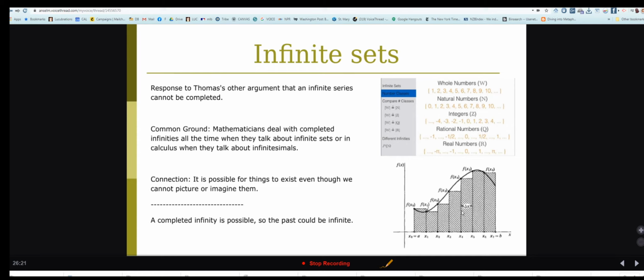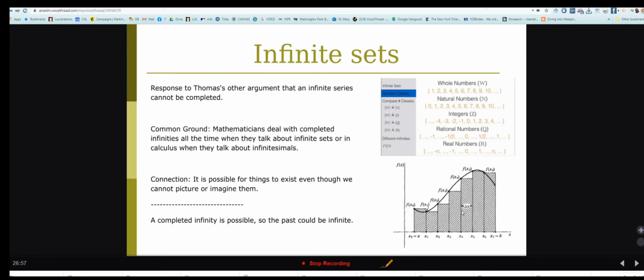In the same way, modern mathematics disagrees with St. Thomas's other argument that an infinite series can't be completed. We'll see one of the common themes of the scientific responses to these proofs of St. Thomas is the idea that reality goes beyond the ability of the human mind to comprehend it, and that there can be more things in this world, Horatio, than are dreamt of in your philosophy, as Shakespeare says in Hamlet.